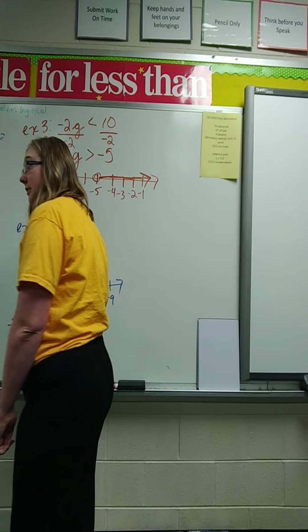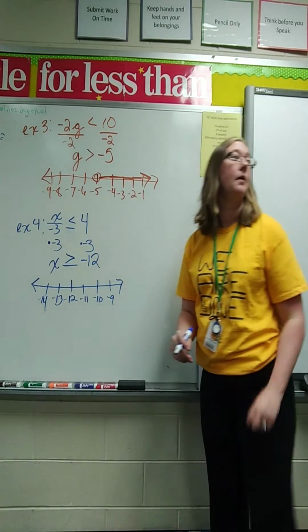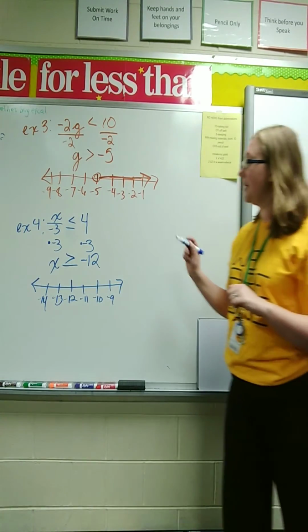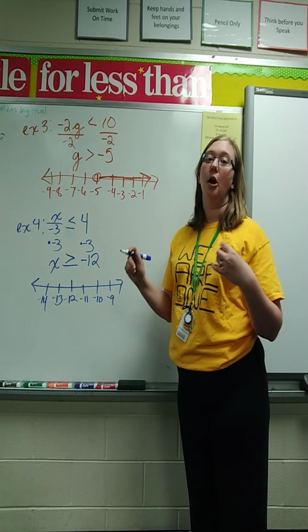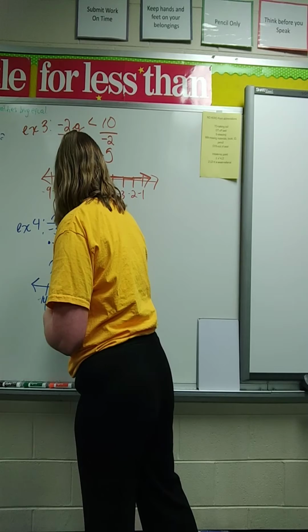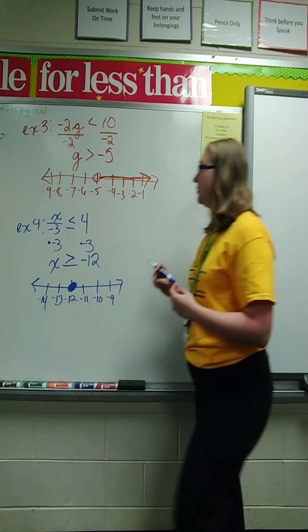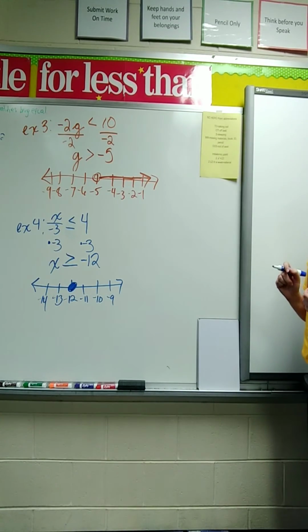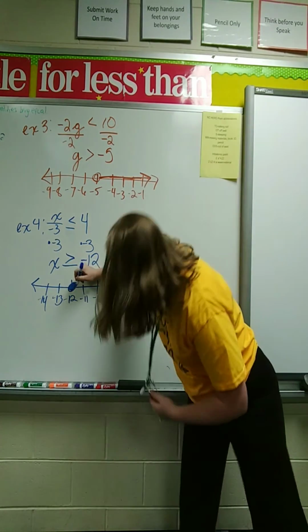My circle at negative 12, is that open or closed? Closed. Is my arrow going to go in the positive or the negative direction? Positive direction.